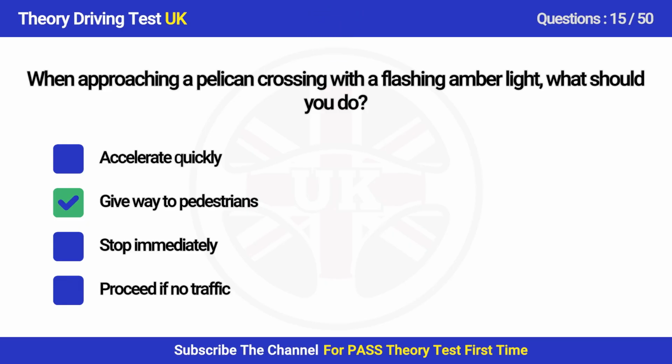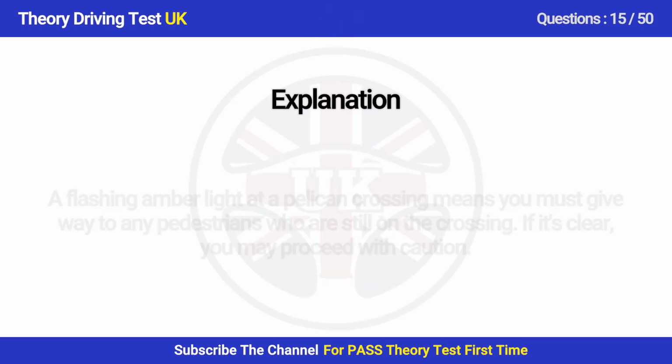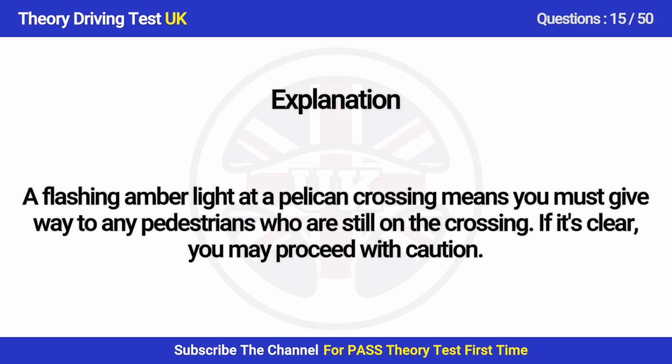Answer is B. Give way to pedestrians. A flashing amber light at a pelican crossing means you must give way to any pedestrians who are still on the crossing. If it's clear, you may proceed with caution.